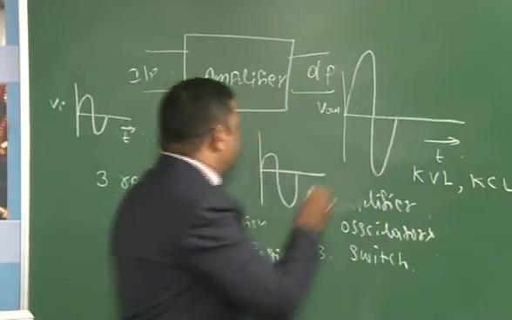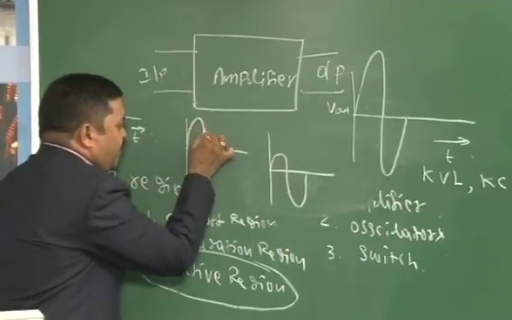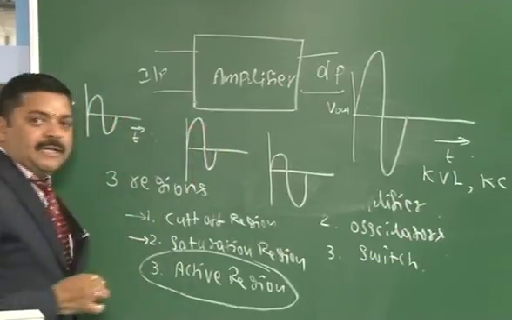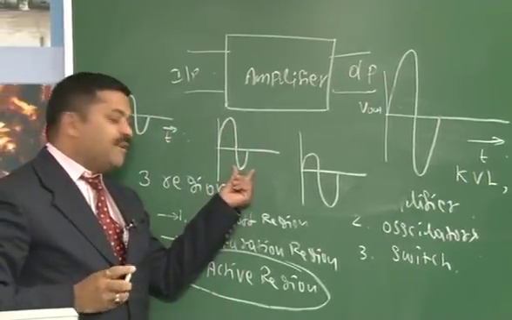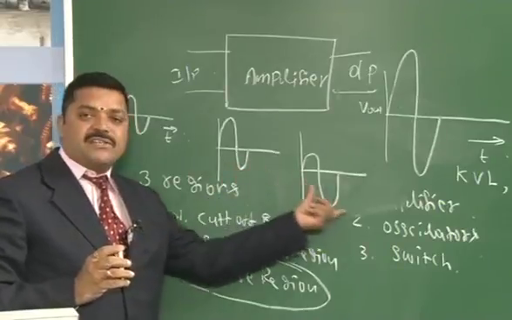Similarly, one more way we get is positive half will be more and negative half will be less. Then also the faithful amplification has not taken place. So, the unfaithful amplification has taken place.